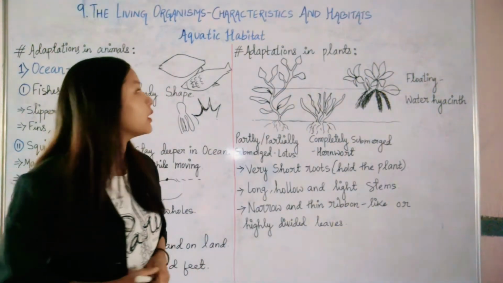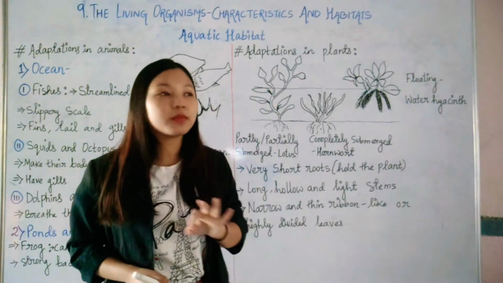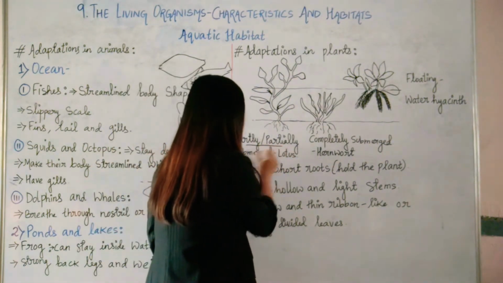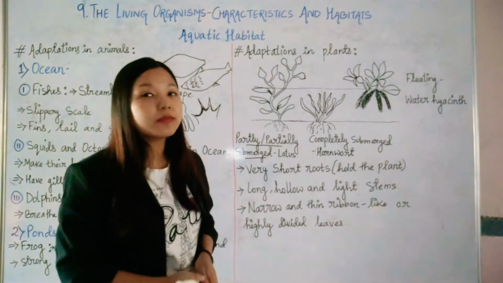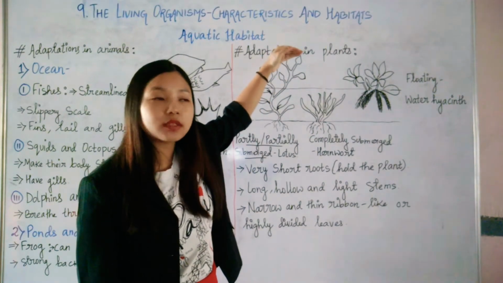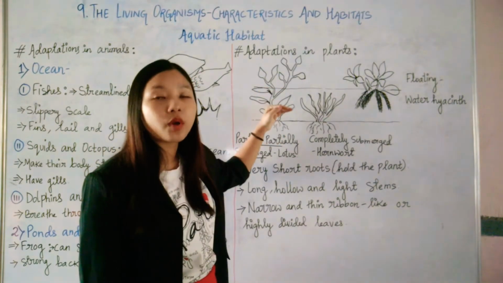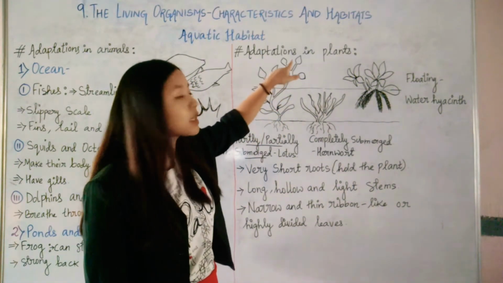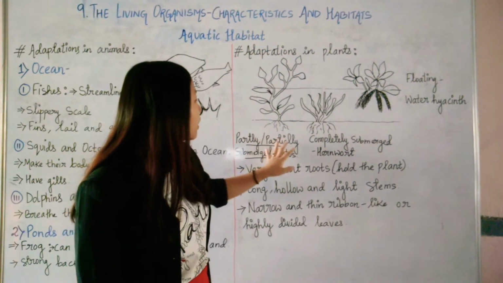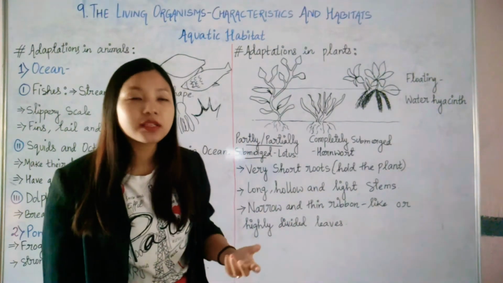Next topic we will see is the adaptations in aquatic plants. But first, let's see that aquatic plants can mainly be categorized in three groups or three types. First is partially or partly submerged. That means half of their body will be under the water and half of their body will be above the water. Like here you can see the stem, branches, leaves, roots are under the water, whereas some of the branches and flowers are above the water surface. These are called partially or partly submerged. For example, lotus, water lily, etc.